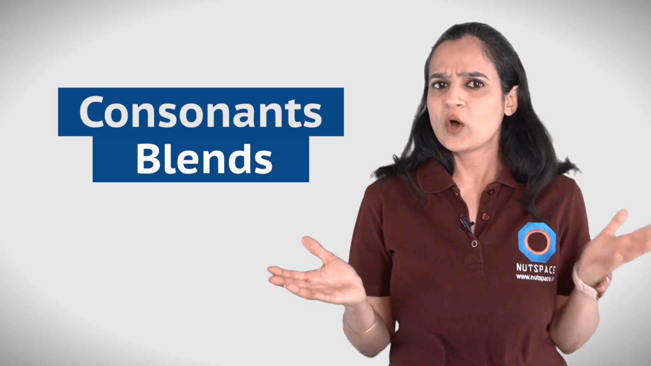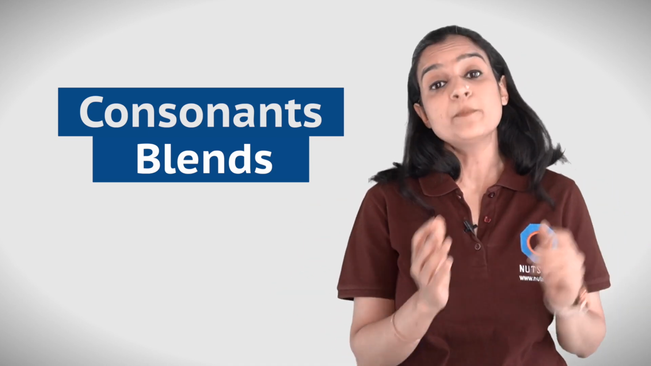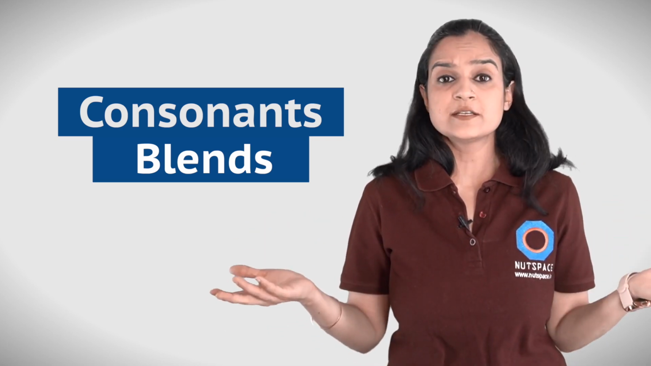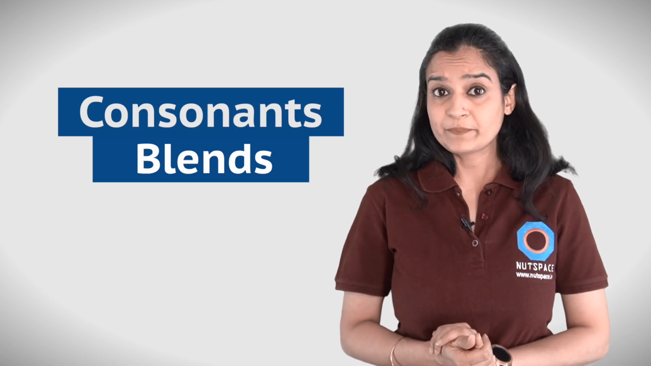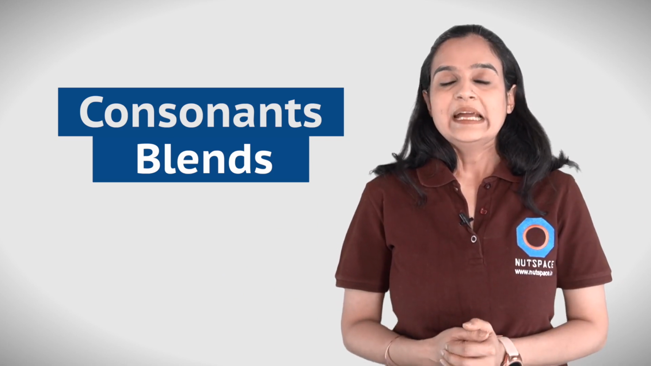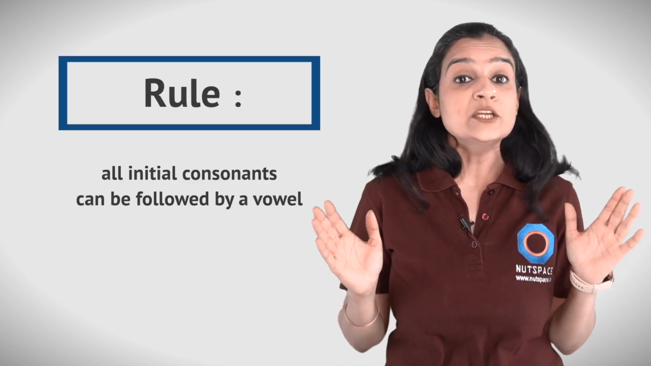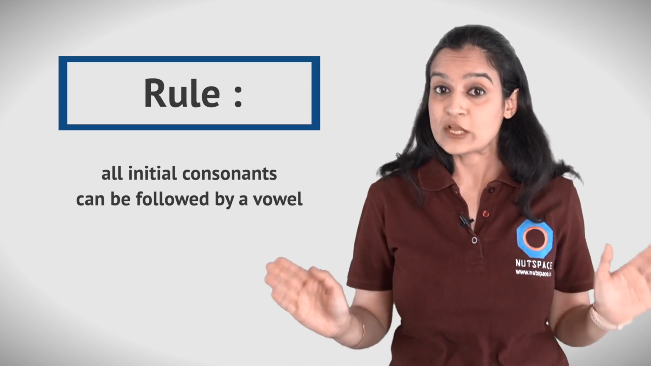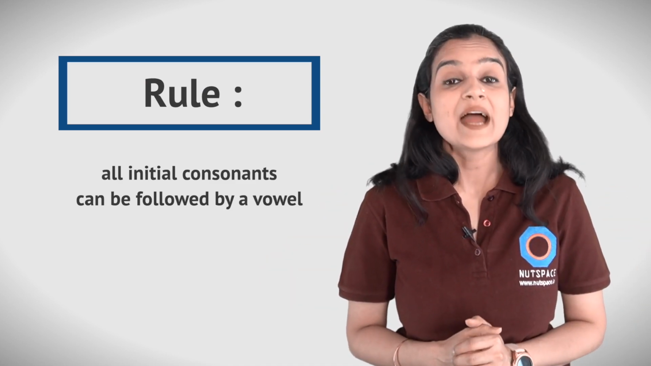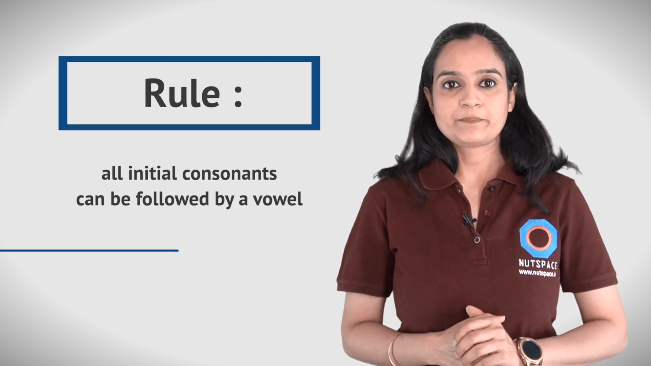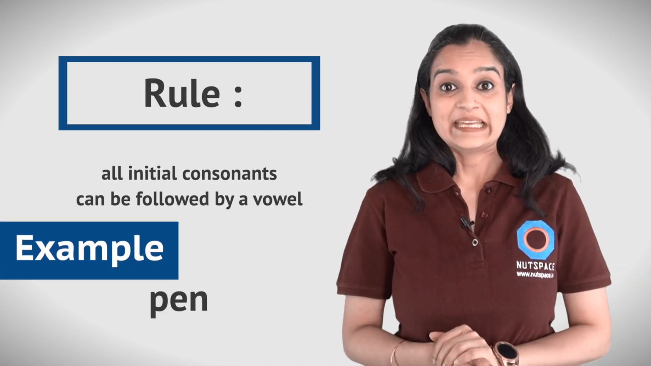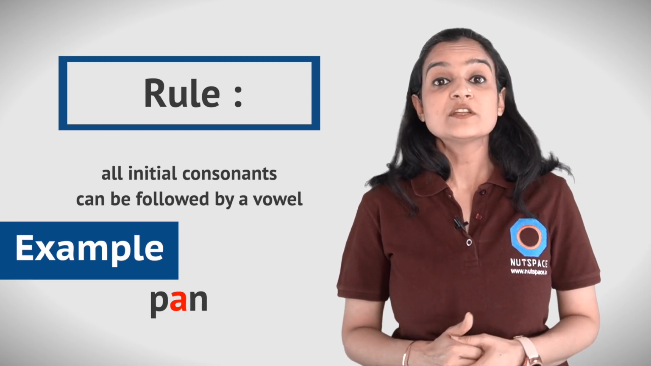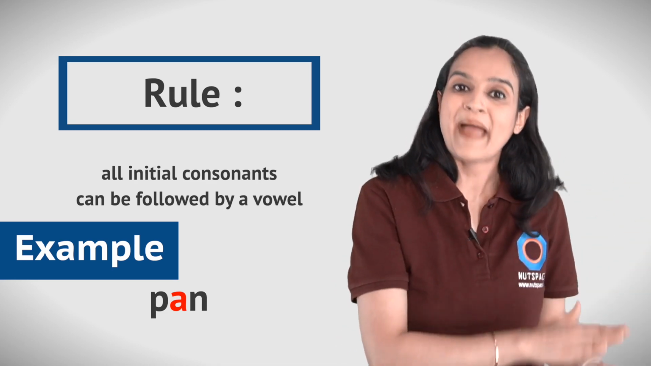We know that words are formed by placing letters in a particular order, and that a word can begin with either a consonant or a vowel. However, we must remember something. We must remember that all initial consonants, now hear me out carefully, all initial consonants can be followed by a vowel. For example, in the word pen, E can come after the consonant P, or A can come after the consonant P to make the word pan.